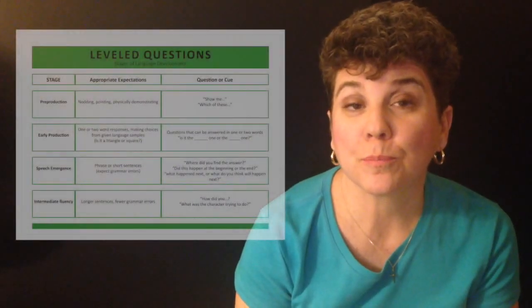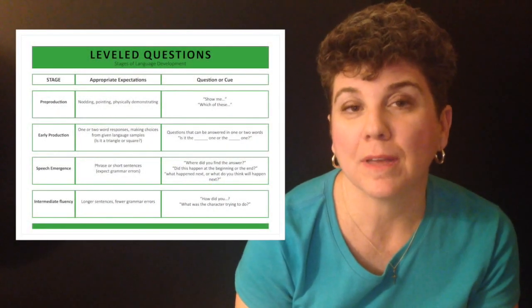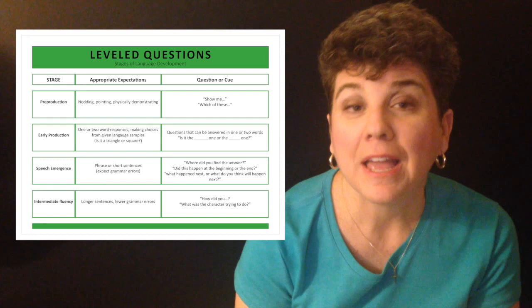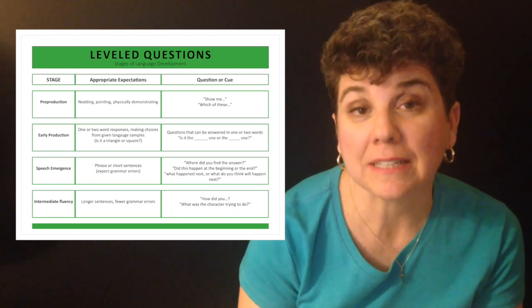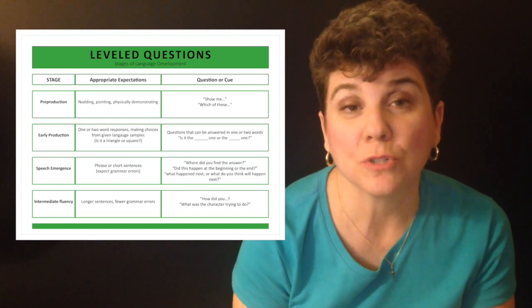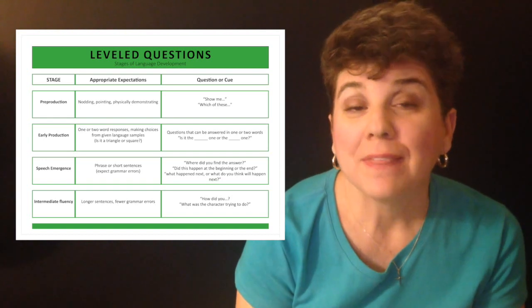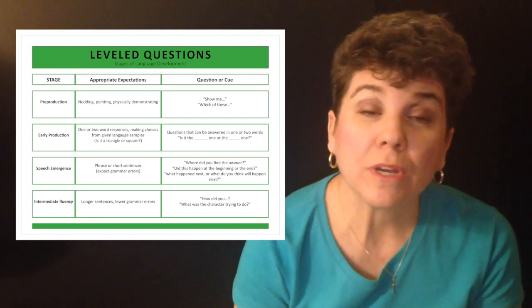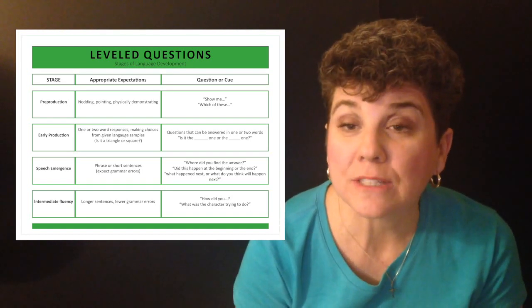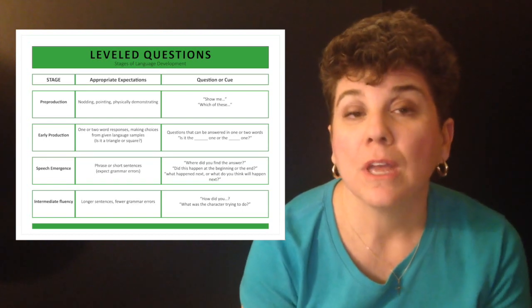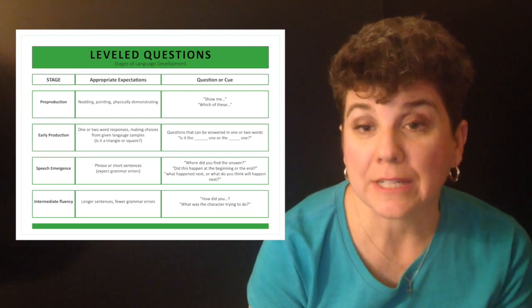We first have the pre-production stage with appropriate expectation of nodding or pointing and physically demonstrating, and you might ask the student to show you the answer. Then we have early production, where you can expect 1 to 2 word answers, so your questions would be geared for the 1 to 2 word answers.